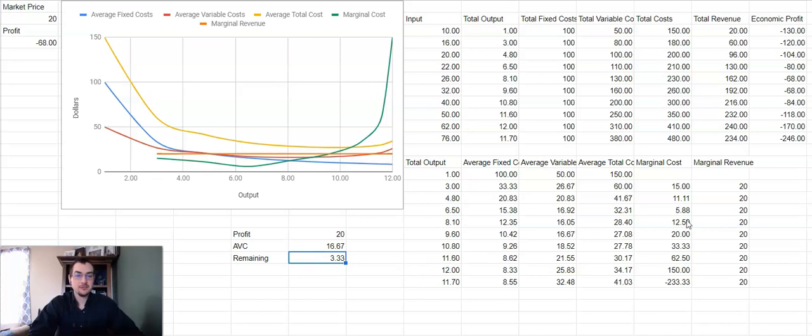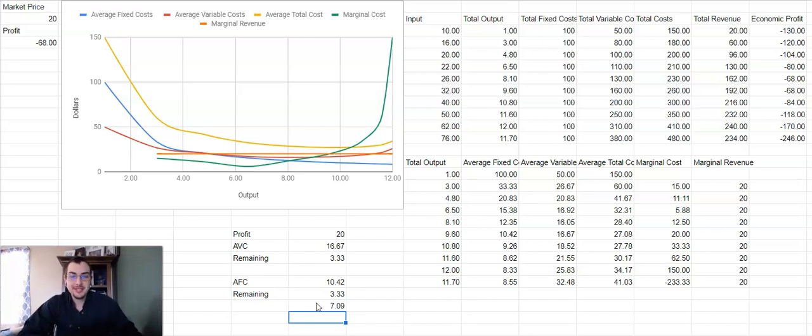Well, what's our average fixed cost in this particular instance? Well, our average fixed cost is $10.42. So we are actually going to be using this amount right here, this remaining $3.33, to try and pay off part of our fixed cost. So at this particular point, if we were to shut down altogether, our fixed costs would still remain the same. We would still be paying $100 in fixed costs.